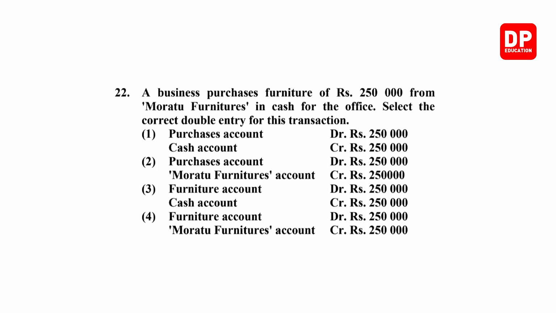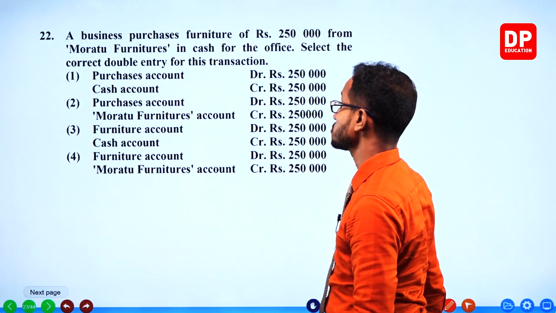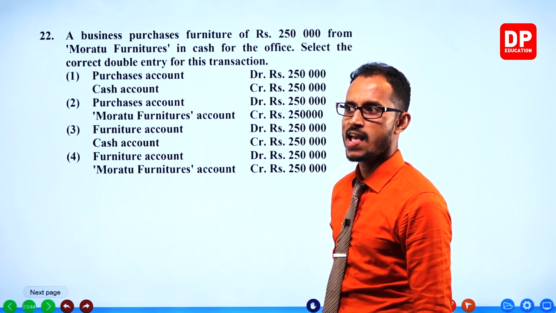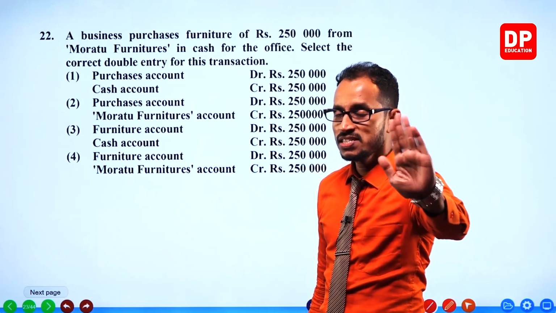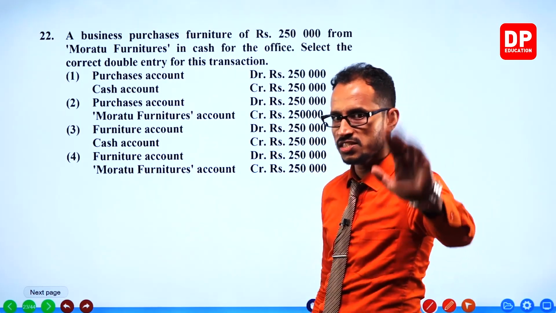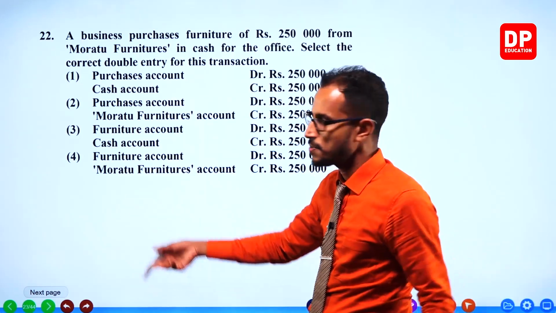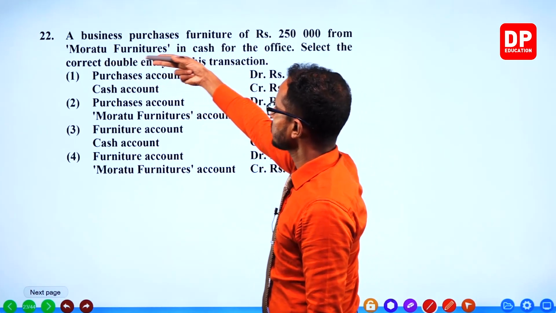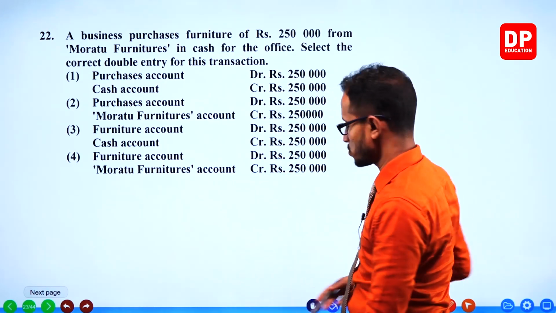A business purchases furniture of 25,000. Oh no, 250,000 from Motor Furniture in cash for the office. Not for reselling. This business is not a furniture reselling business. It's maybe a grocery, maybe a supermarket. So purchasing furniture from Motor Furniture in cash for office use.